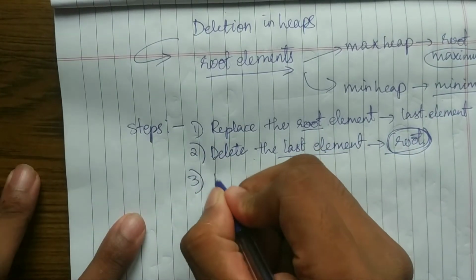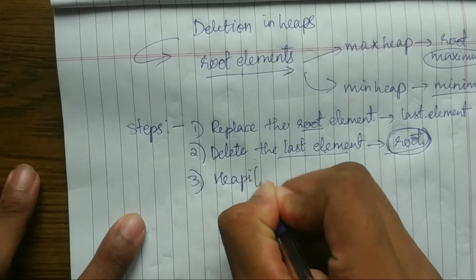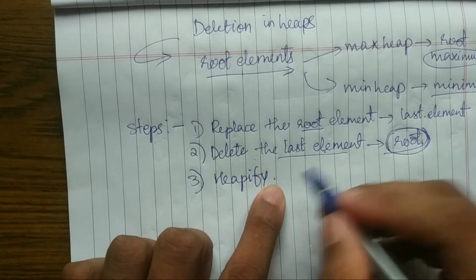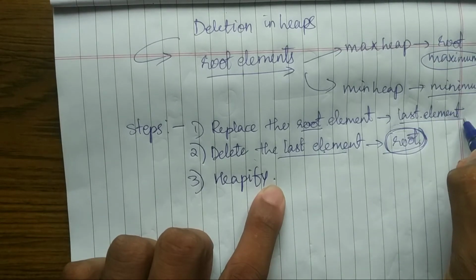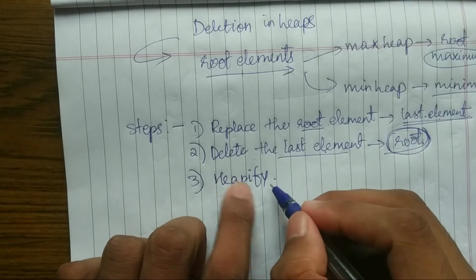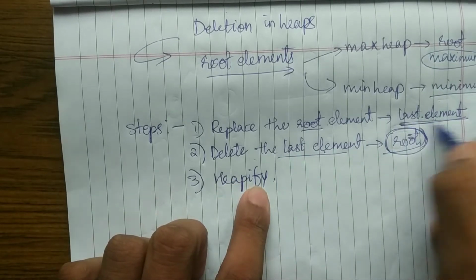Then third, we will heapify the root element, which is nothing but the last element. As we are storing the last element in the root position, we will heapify the last element.